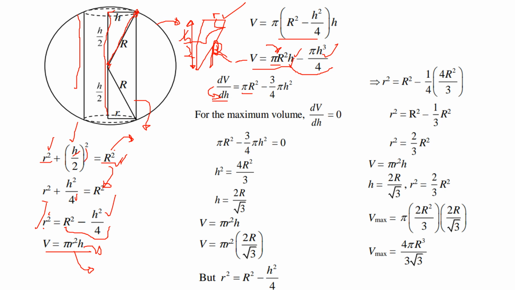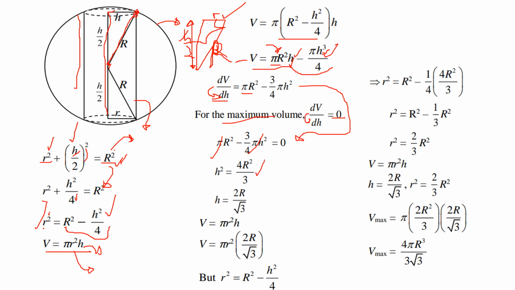Here, you only differentiate h cubed, and you are going to end up with negative 3 over 4 pi h squared. So we recall the condition that for maximum volume, the first derivative of volume must be equal to 0. So equating the expression that you have got to 0, and then cancelling out the constants, which is going to be pi, you make h squared the subject. You're going to end up with 4R squared divided by 3.